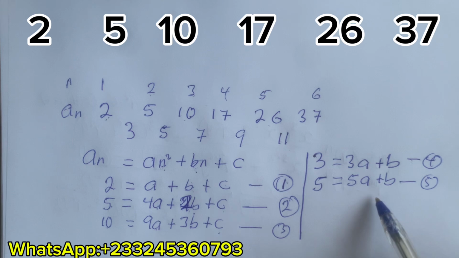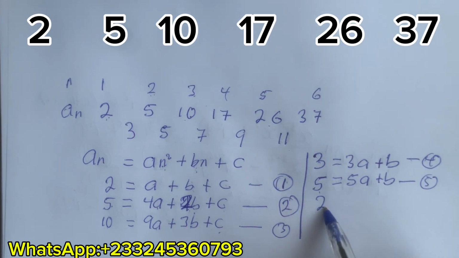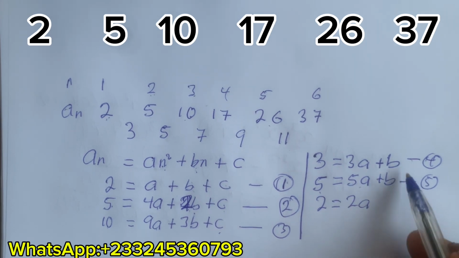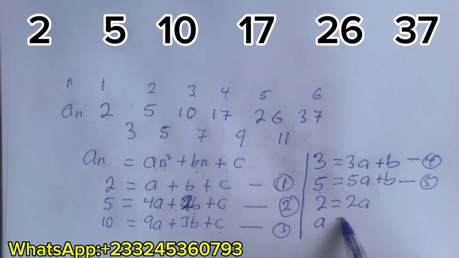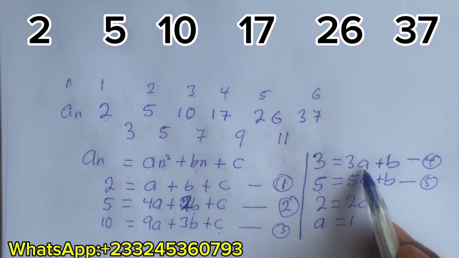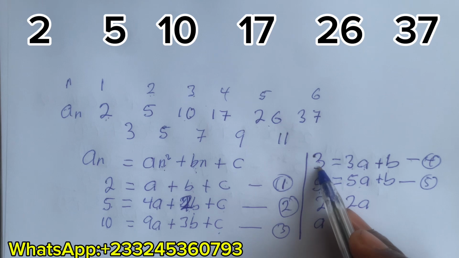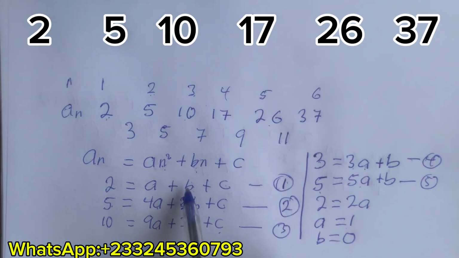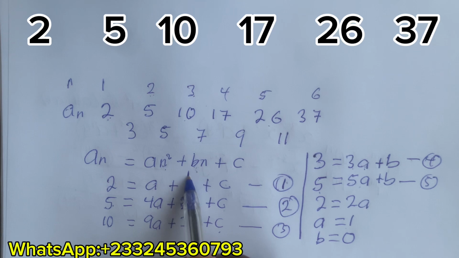Now, if I subtract equation 4 from 5, 3 from 5 is 2. 3a from 5a is also 2a. b from b is 0. So I have a equal 1 if I divide by 2. So if a equal 1, let me put 1 here. 3 times 1 is 3. If I subtract it from 3, I get 0. So b equal 0.